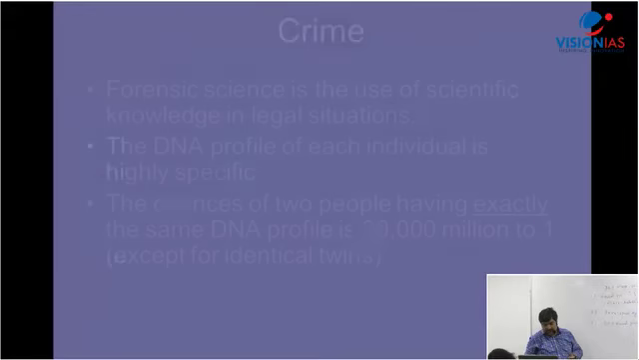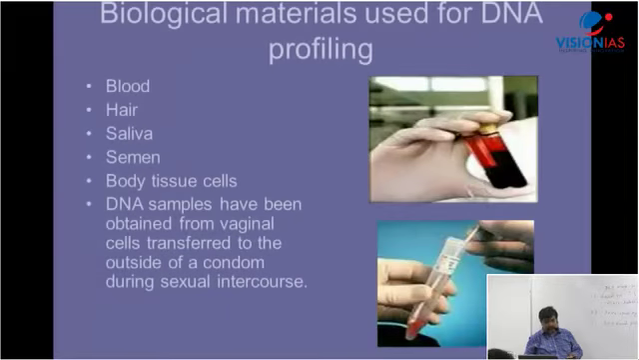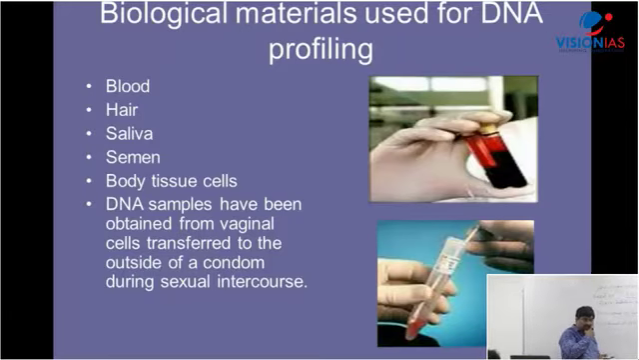Now look here. What type of samples can be taken? So you can write this: biological materials used for DNA profiling. Blood, hair, saliva, semen, body tissue cells. These are the samples taken. Sometimes in rape cases, even the vaginal extract is taken to ascertain whether the person matches or not.